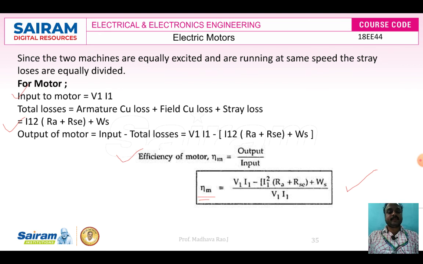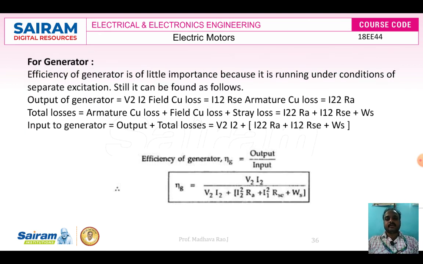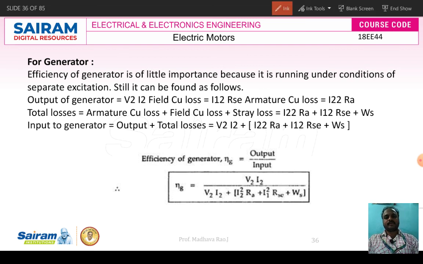Similarly, you can also calculate the efficiency of the generator. Generator efficiency is of little importance because it is running under the condition of separate excitation, still it can be found as follows. Output of generator is V2 I2, field copper losses I1 square Rsc and armature copper losses I2 square Ra. So total losses are armature copper loss, field copper loss plus stray losses: I2 square Ra plus I1 square Rsc plus Ws.